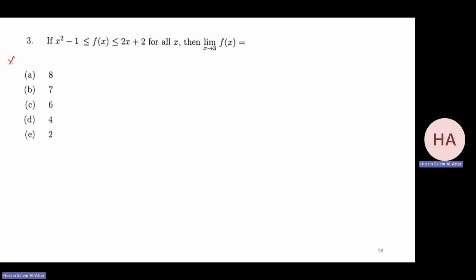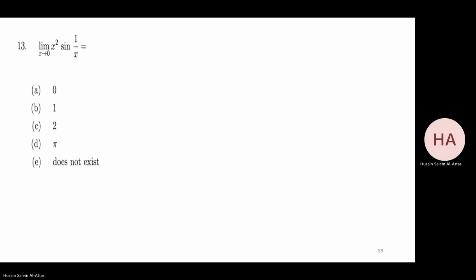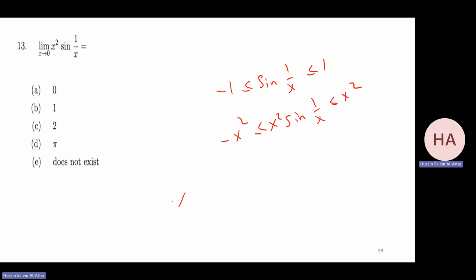Same idea. X goes to 3. This will be 8. This will be 8. So this one will be 8. Same thing. Sine 1 over x is between minus 1 and 1, multiplied by x squared. 2 minus x squared and x squared. As x goes to 0, this goes to 0, this goes to 0, so this goes to 0 by the sandwich theorem.